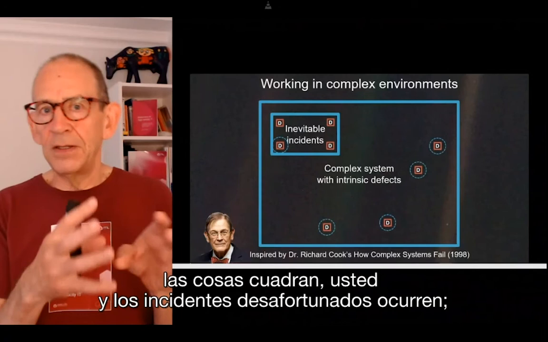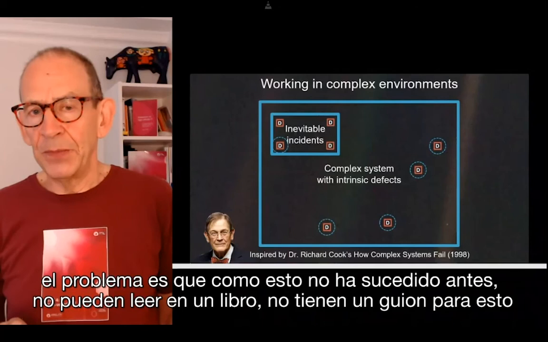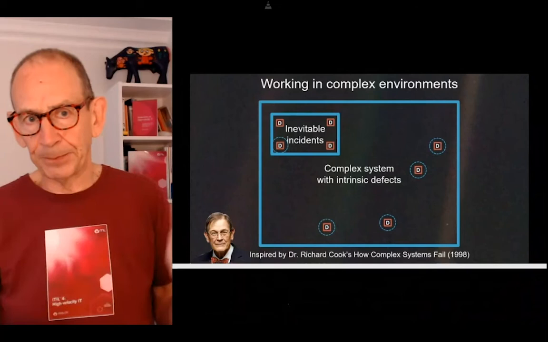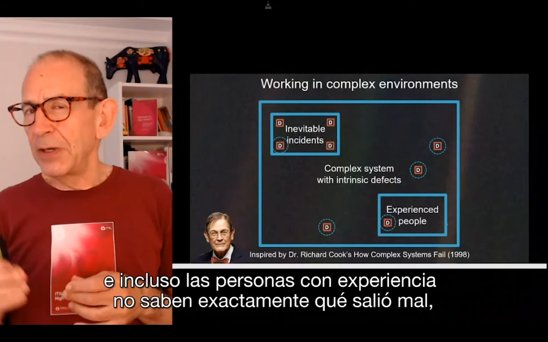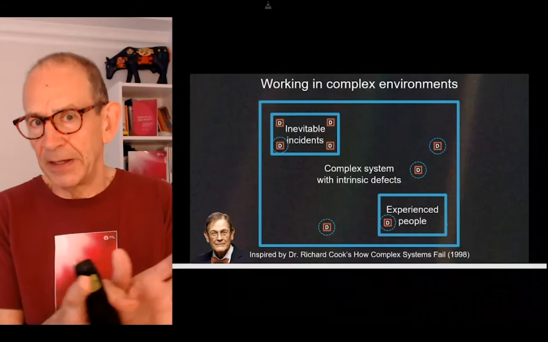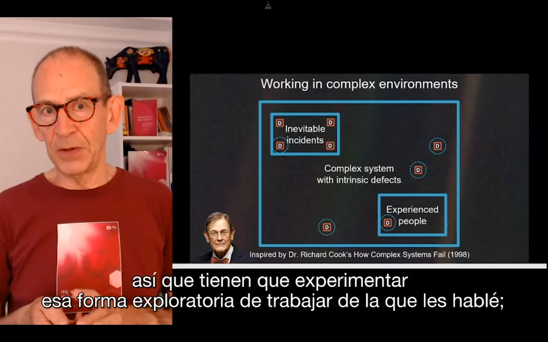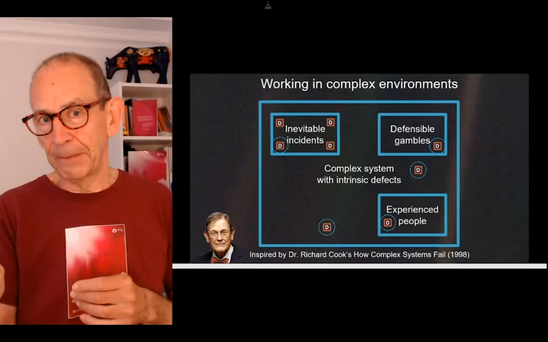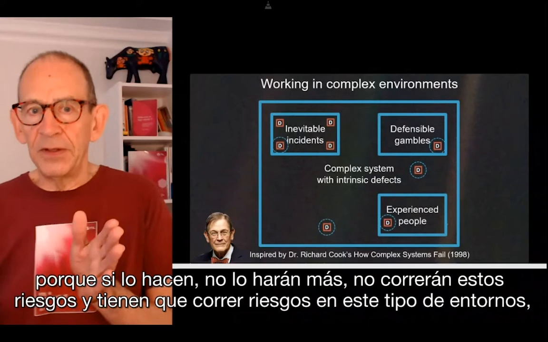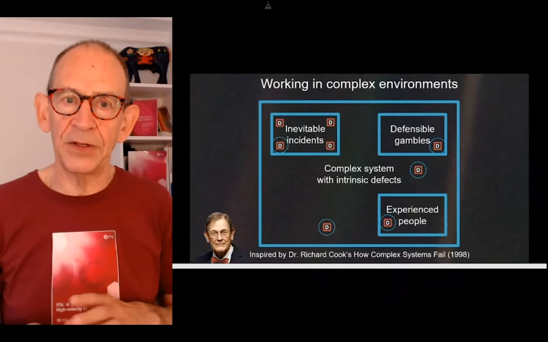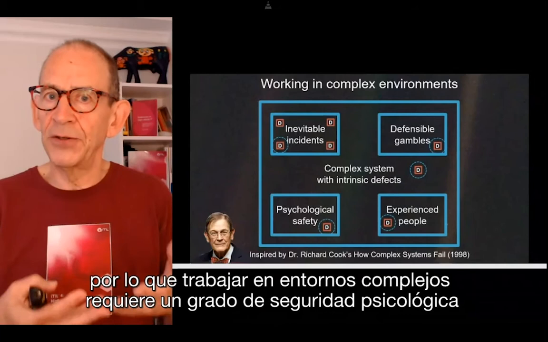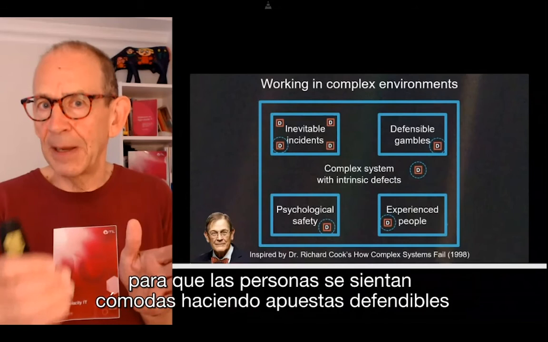This will happen from time to time. The trouble is, this has never happened before, so you can't read it in a book. You don't have a script for this. And even experienced people don't know exactly what went wrong, but they have a gut feeling. It's probably in this area. So they have to experiment, that exploratory way of working that I spoke about. They have to take gambles, but they're defensible gambles. But you shouldn't blame them when things go wrong, because if you do, then they won't do it anymore. They won't take these risks. You have to take risks in these kinds of environments. So that means working in complex environments requires a degree of psychological safety so that people feel comfortable taking defensible gambles and that they won't be blamed when things from time to time go wrong. Important topic.